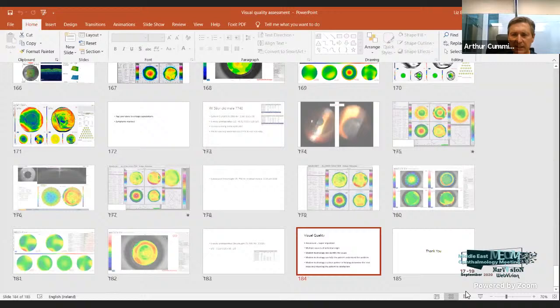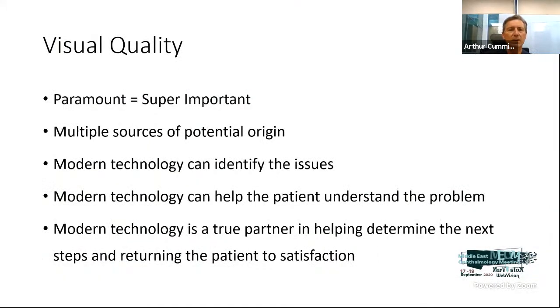I'll just finish with the last slide. It says visual quality is paramount. It's very, very important. There are multiple sources of potential origin. Modern technology today can help us identify those issues. It can help the patient understand the problem. And so today, these technologies are really partners in our practice that help us make the right decisions and get the best results. Thank you very much.